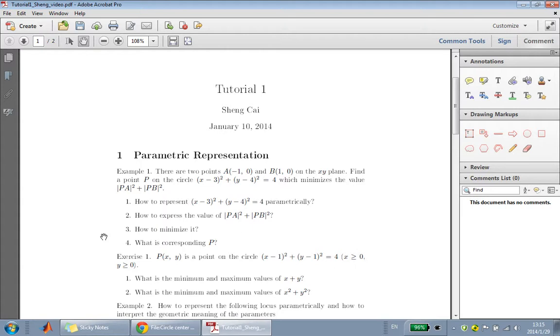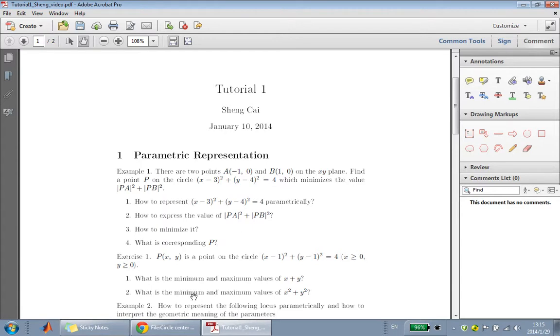Okay, for this question, first think about how to represent the point on this circle. Give the parametric representation for the point on this circle. So here we can see that this circle is centered at point 3, 4, and the radius is the square root of 4, which is equal to 2.